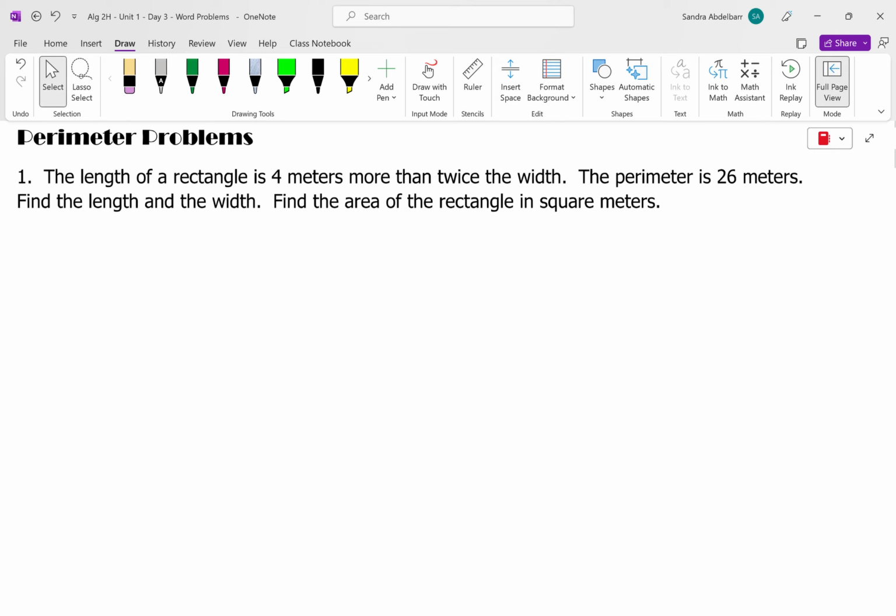The length of a rectangle is 4 meters more than twice the width. The perimeter is 26 meters. Find the length and the width, and then find the area of the rectangle in square meters. Okay, so what I'm going to do for these shape problems is I'm actually going to draw the shape.